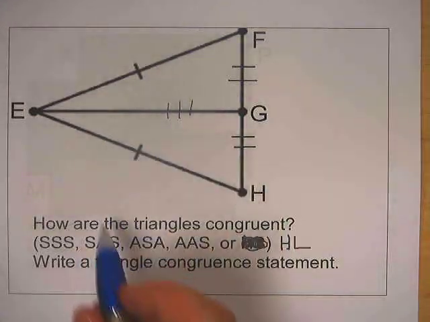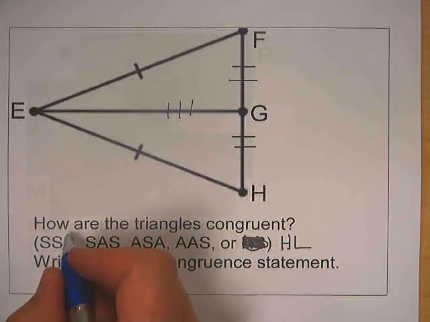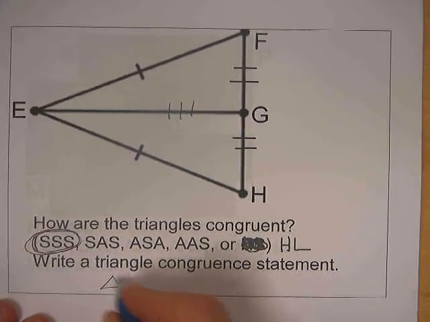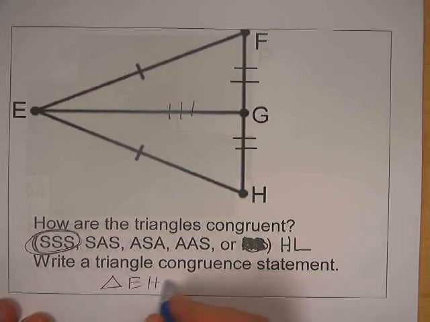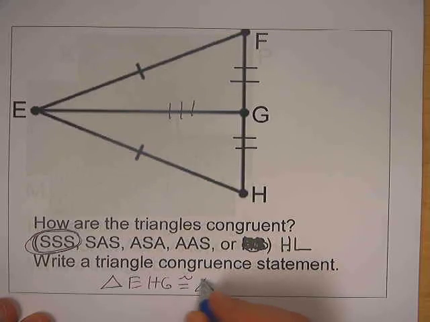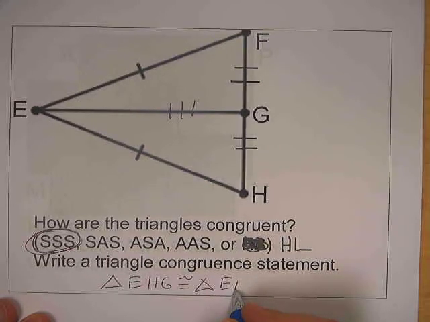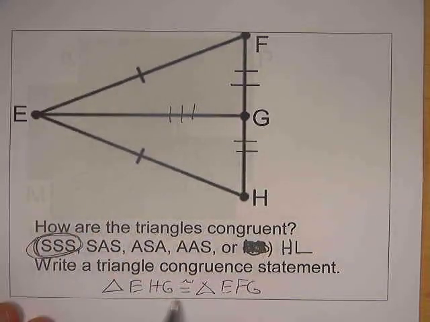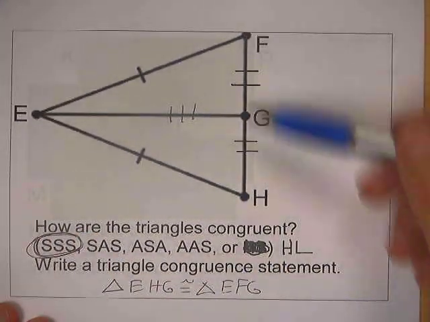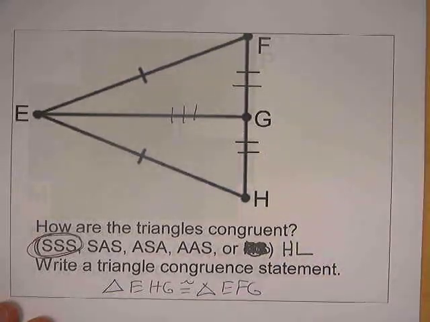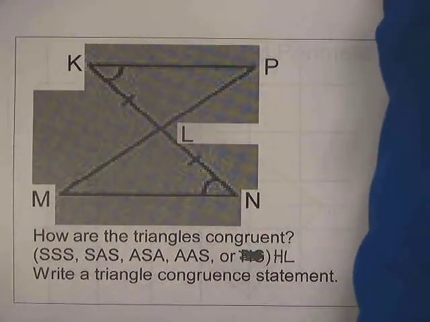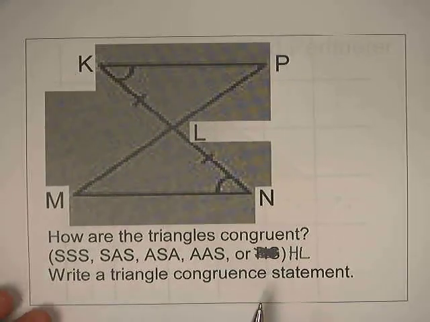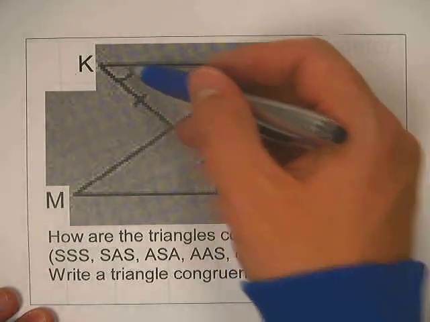All right, how are these two triangles going to be congruent? Well, we have sides that are marked already, and then the side in the middle is congruent as well. So these are congruent by side, side, side. All right, if I'm going to write a congruent statement, I might write triangle EHG is congruent to triangle EFG. Notice E's are in the same position, H and F are in the same position, and the G's are in the same position.